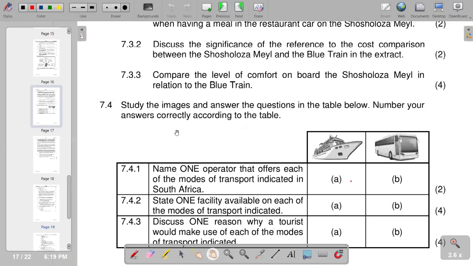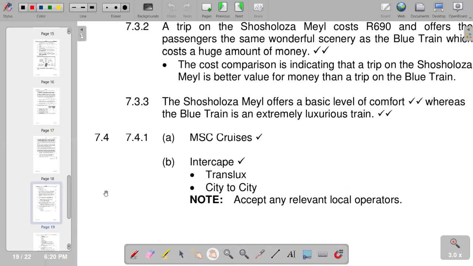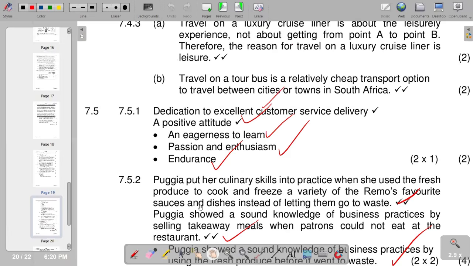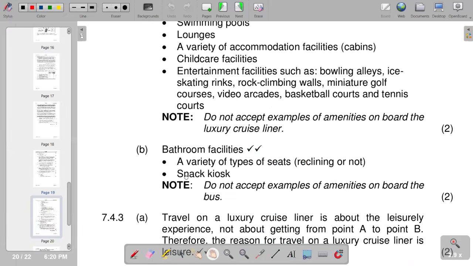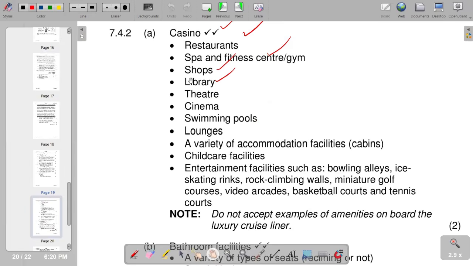Then on the second category, we have to state what facility is available on each of the modes of transport indicated. So in the cruise, we check what is indicated. We have various adventures that we can see. We see that we have the casino. Restaurants could also be found inside, spa and fitness centers, shops, theater, cinema, swimming pools, and various other points that were also correct that we can include.